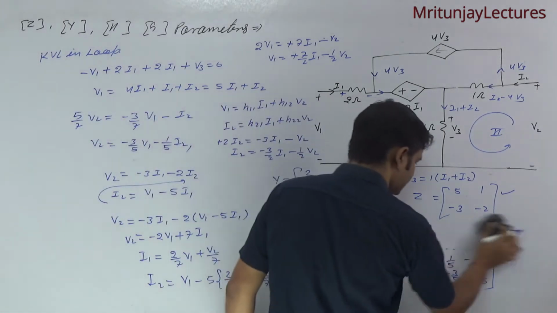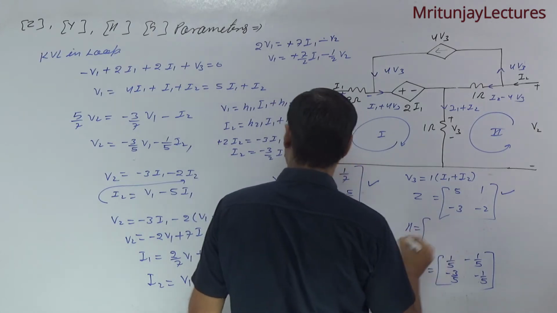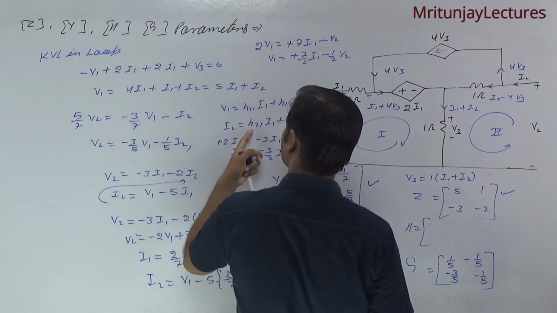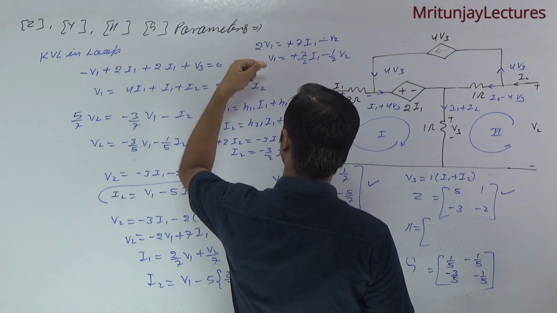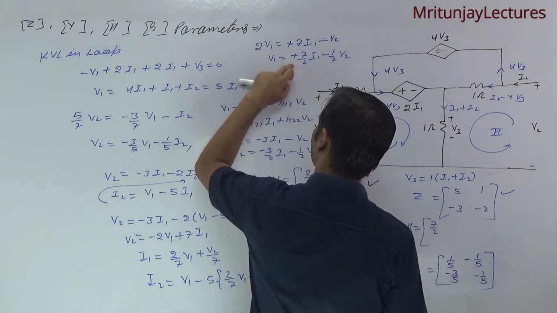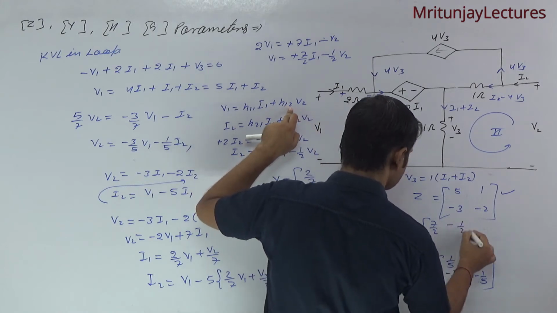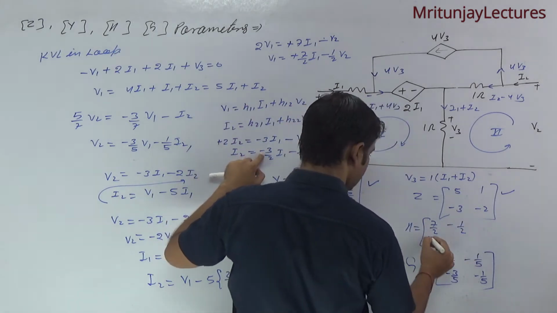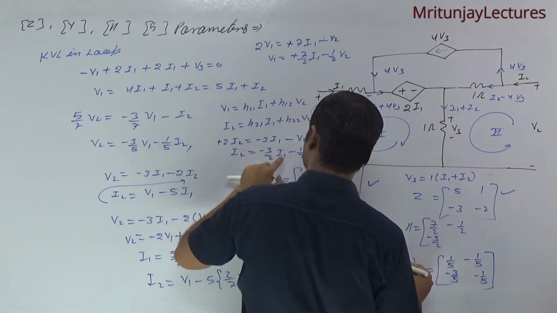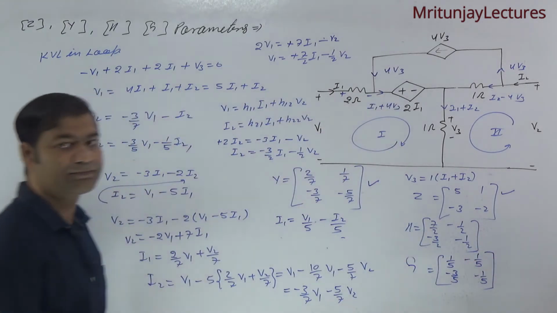So the next target is the H parameters. H11 is equal to 7 by 2, H12 is minus 1 by 2, H21 is minus 3 by 2, and H22 is minus 1 by 2. This is the final answer.